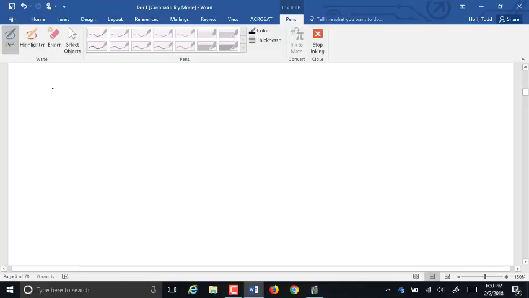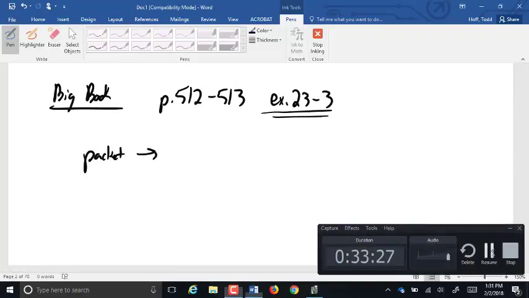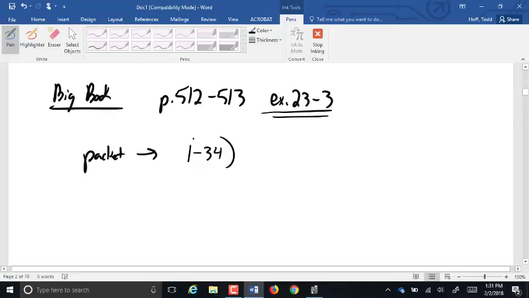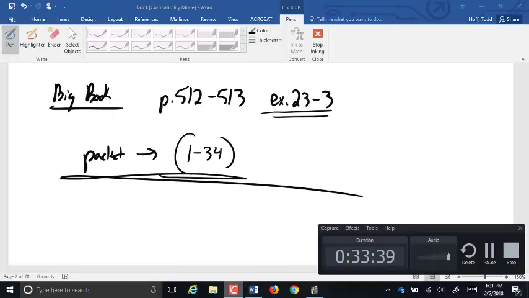What I want you to do in your big book, page 512 to 513, exercise 23-3. And then in the packet, I want you to do, here, let me grab that just a second here. I'll give you guys the last 19 minutes to get started on those. I'll answer any questions as they come up, and then we'll call our day.